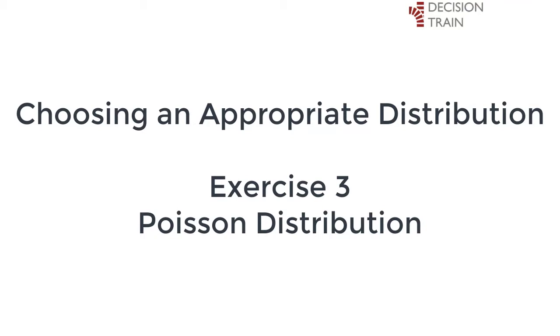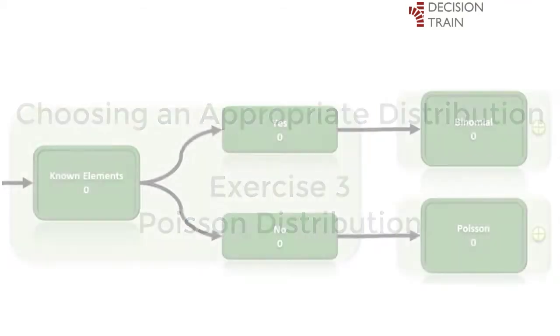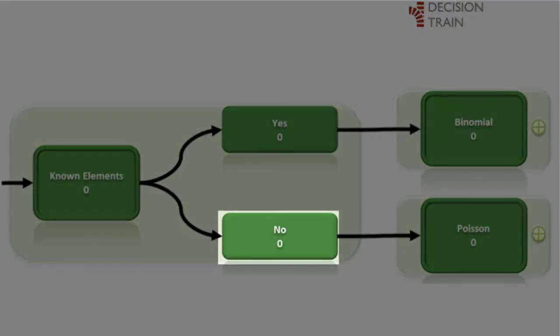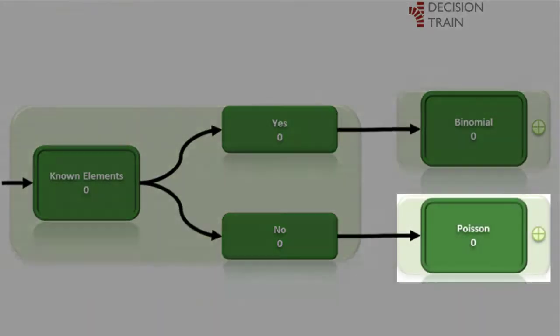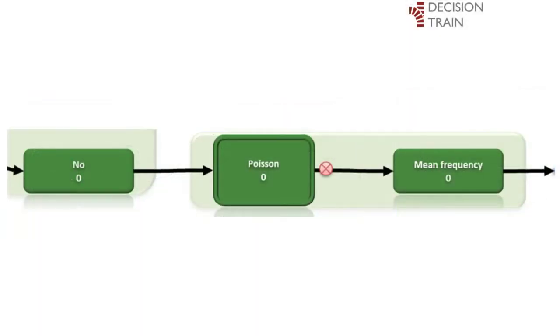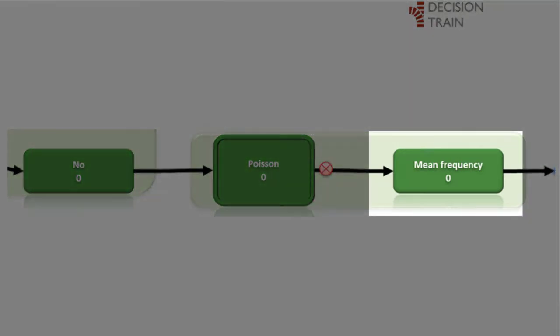Exercise 3. Poisson distribution. If we do not know the number of elements subject to a certain risk, but we instead possess information on the average number of events that happen per unit of time, we might be able to use a Poisson distribution to count the number of elements that could probabilistically occur. A Poisson distribution only requires one parameter then, the average or mean frequency of occurrence.